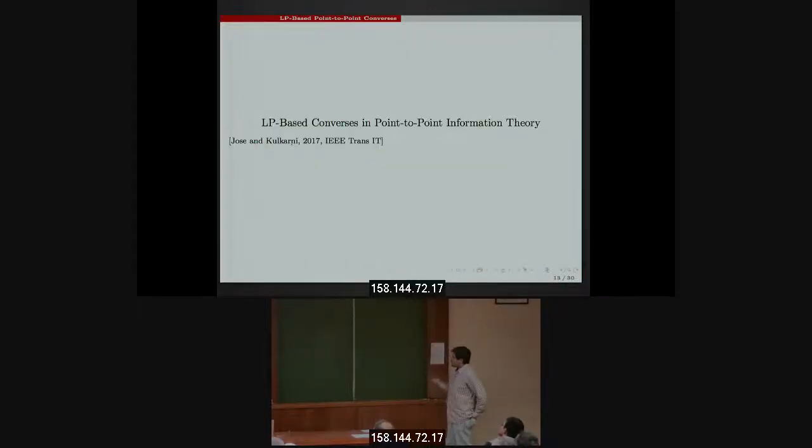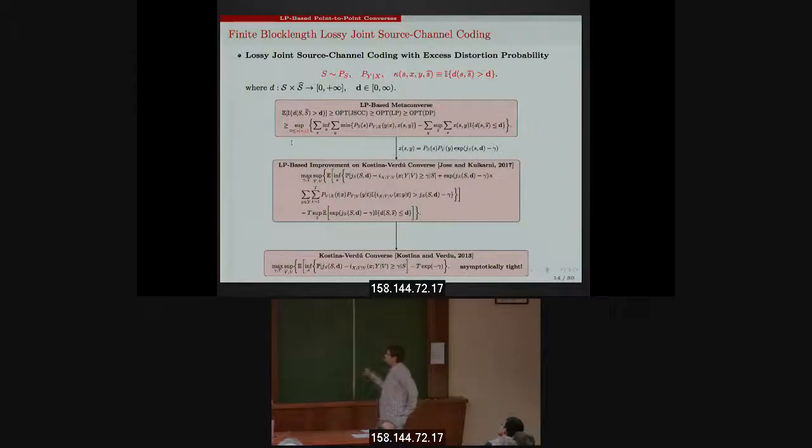Okay, so now come to this. This was just a baby example. Let's do the most general problem, which is joint source channel coding with any source distribution, any channel distribution, and you have probability of excess distortion as the loss criterion. We get a linear programming based meta converse here, which if you particularize in a certain way, gives you an expression which is actually an improvement on the Kostina-Verdú converse.